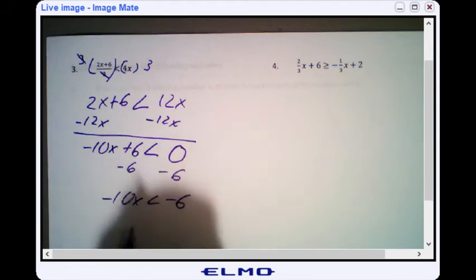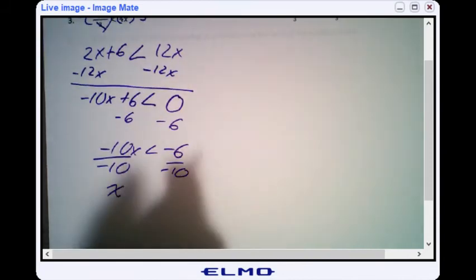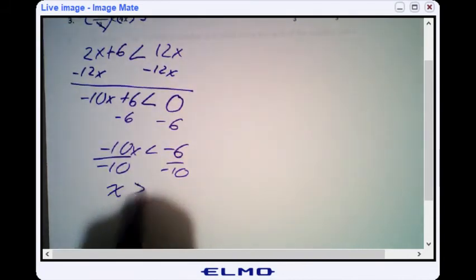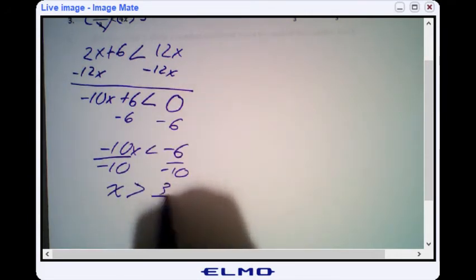And then I'm going to divide both sides by negative 10. When I divide by a negative number, I have to flip my inequality symbol. So x is going to be greater. Negative divided by negative is positive, and 6/10 will simplify to 3/5.